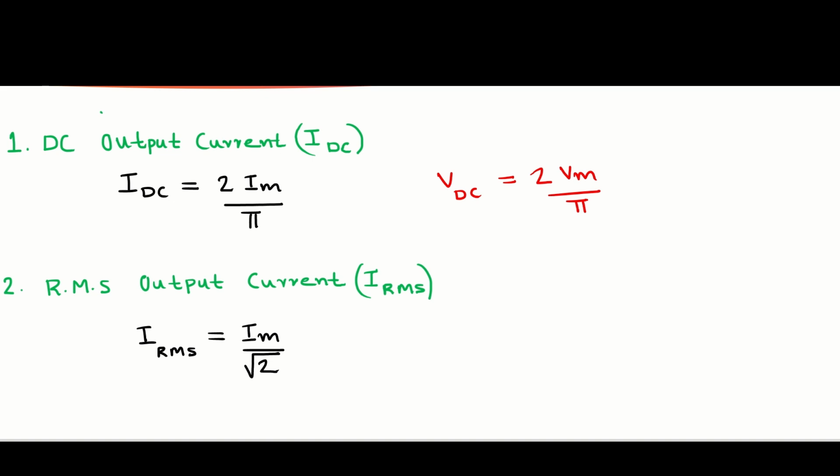And the second parameter is RMS output current indicated by IRMS. It is the RMS value of output current and is given by Im divided by root 2. Similarly, you can find out RMS value of output voltage, VRMS, which is given by Vm divided by root 2.